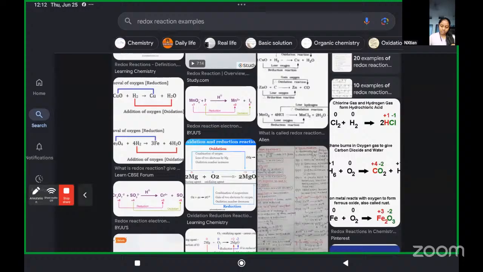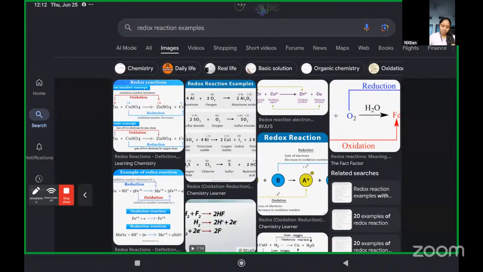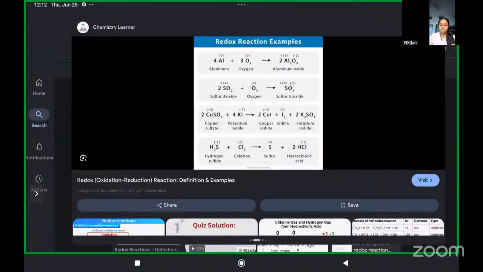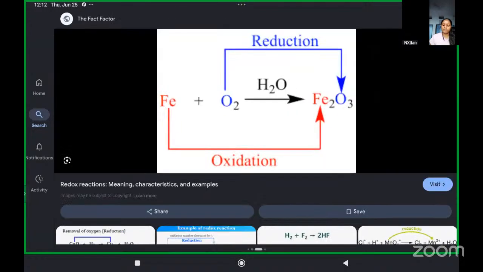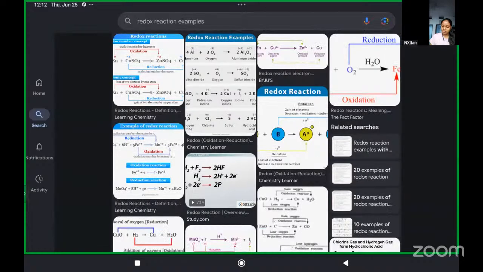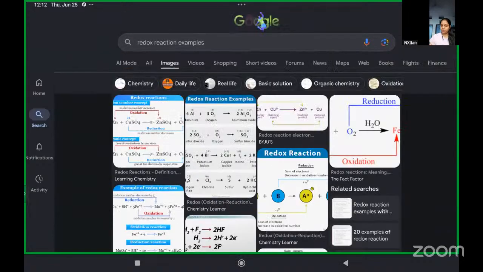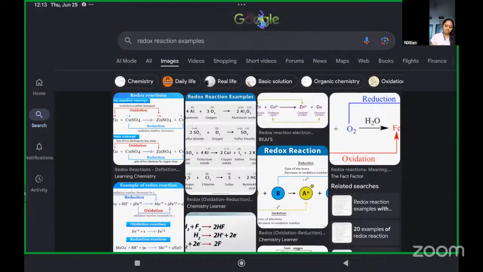These are some examples of redox reactions that you can remember. You can just remember the easy ones. 4Al plus 3O2 gives 2Al2O3, that is aluminium oxide. Or you can remember Fe plus O2 gives Fe2O3, or the one that I just did. You can memorize any one of the redox reactions.